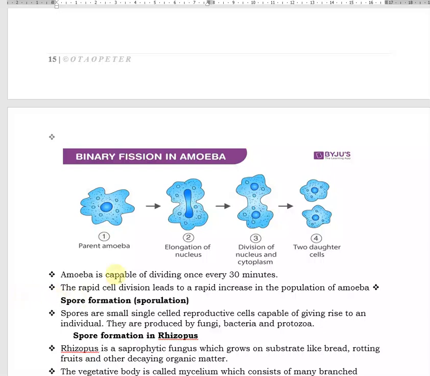So amoeba is capable of dividing once every 30 minutes. So this occurs after every 30 minutes. The rapid cell division leads to a rapid increase in the population of amoeba. So just imagine after every 30 minutes, amoeba divides. So that leads to what? The increase in the population of amoeba.